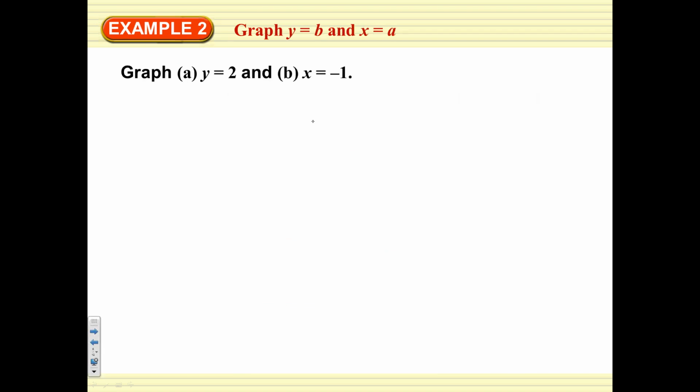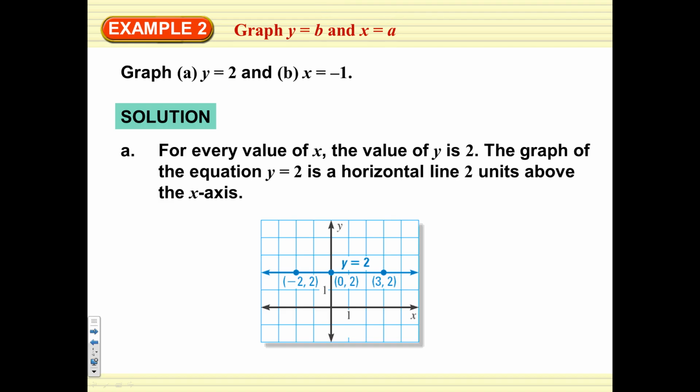All right, next thing we're going to do is graph a line y equals b, where b is a constant, and x equals a, where a is a constant. So here are the examples they've given us: the line y equals 2, and the line x equals -1. So let's see what they look like. For letter A, for y equals 2, it doesn't matter what your x value is. It tells you that y is going to equal 2 no matter what.